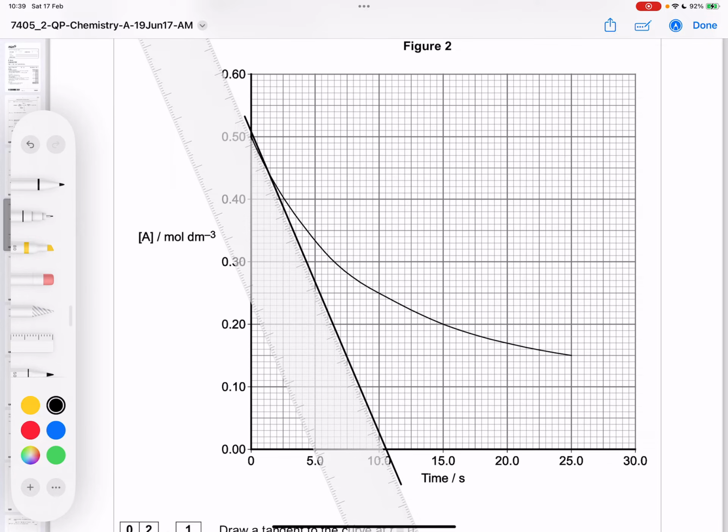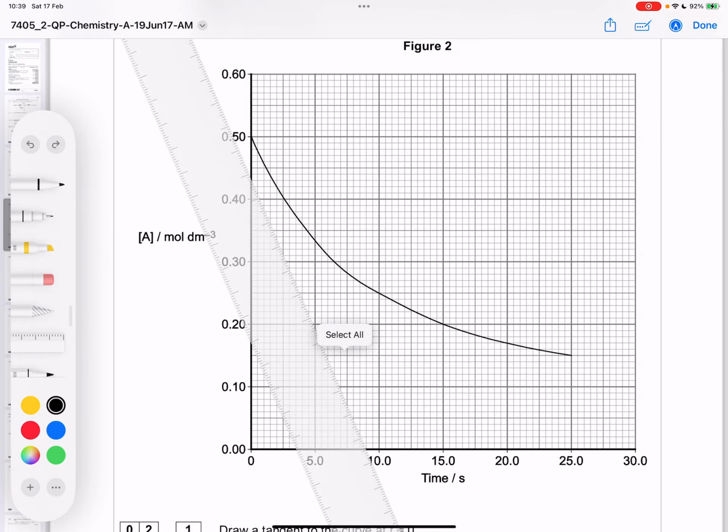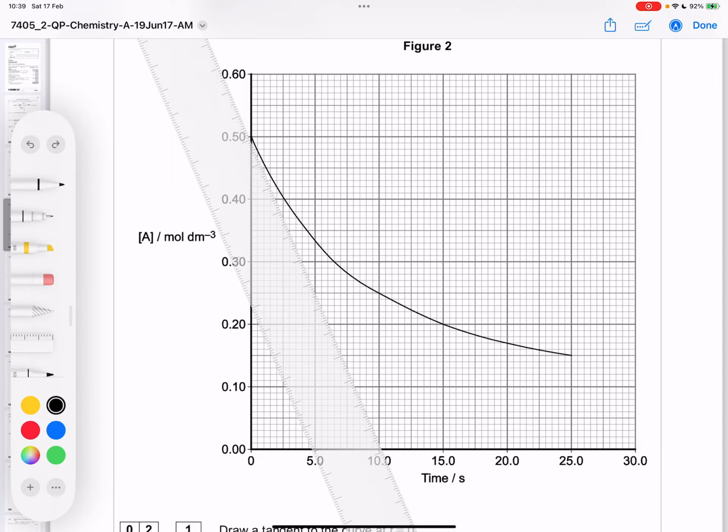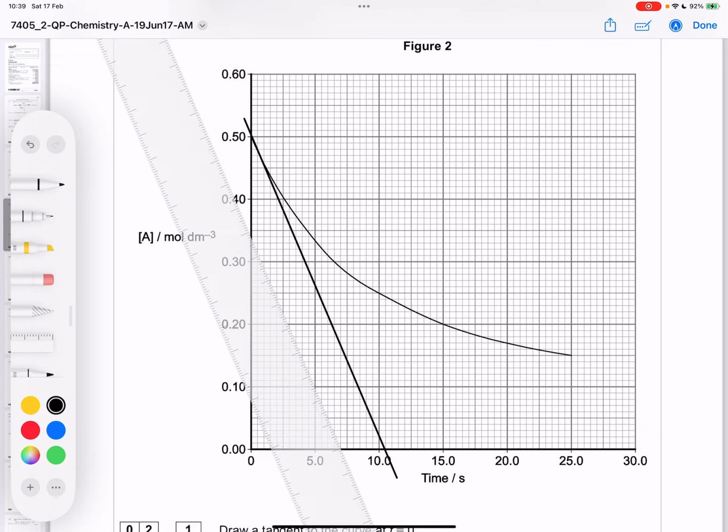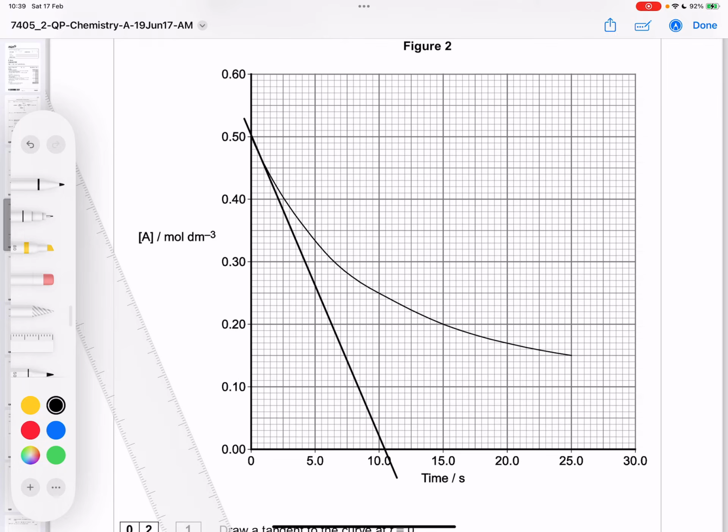Okay, a little bit tricky on an electronic device. Just move that slightly. Do that again. Because of the thickness of the pen, the ruler just needs to sit a little bit away from it. There we go, that's better. Okay, so we can see that I've drawn my tangent.